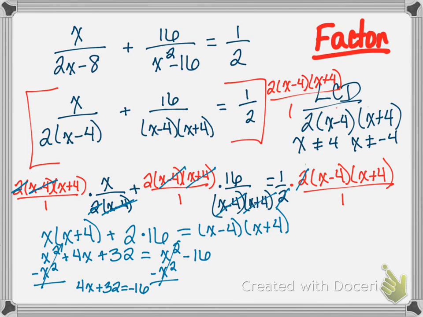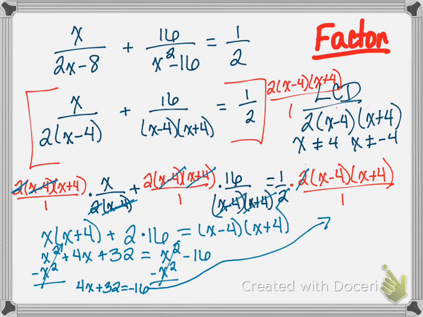What's my next step here? Add 16. I don't need to set it equal to 0 because it's linear. I got rid of my x squareds. So now I'm just solving a linear equation. So I've got 4x plus 32 equals negative 16. So I'm not going to add 16 to both sides. What am I going to do? Subtract 32. Subtract 32. Good.